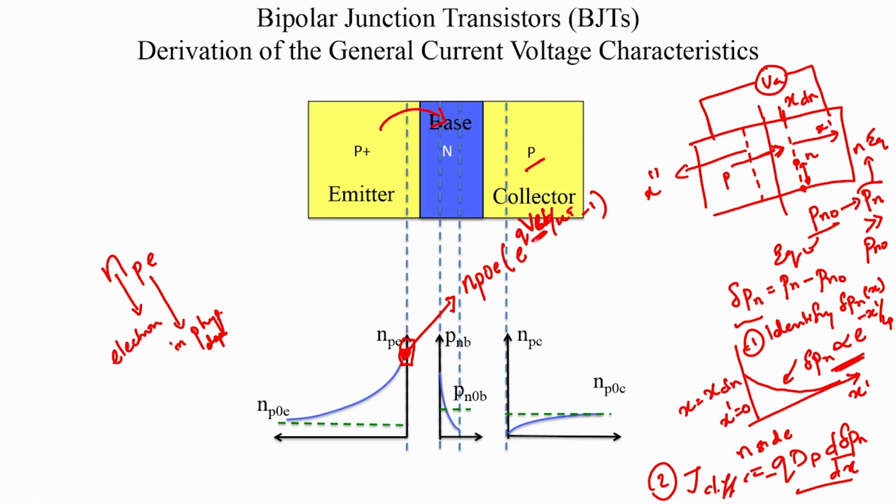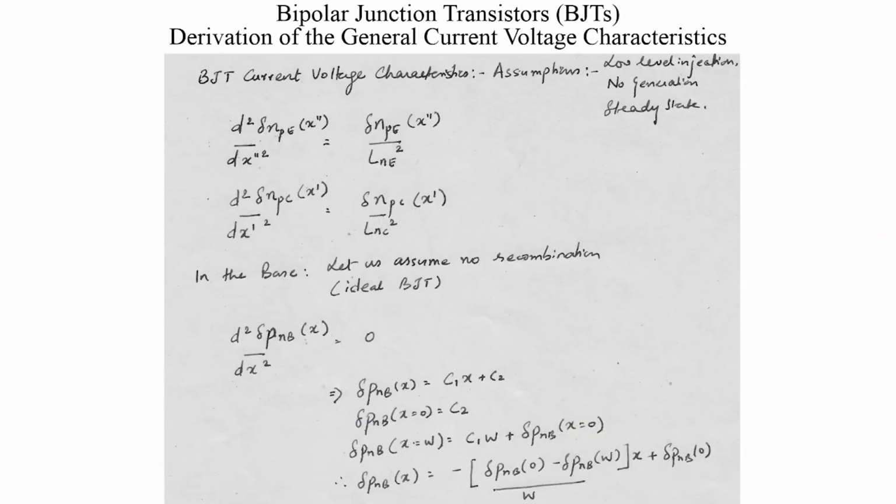By just understanding the nature, whether this is positive or negative, you can identify what the concentration profile is. You can understand the starting point of the concentration profile. Alright, so that is the profile. Now all we have to do is sit down and solve the continuity equation in the collector, the base, and the emitter, and you will have your current voltage characteristics.